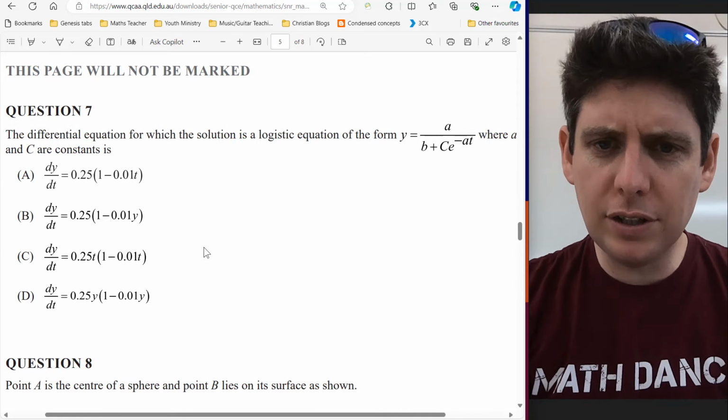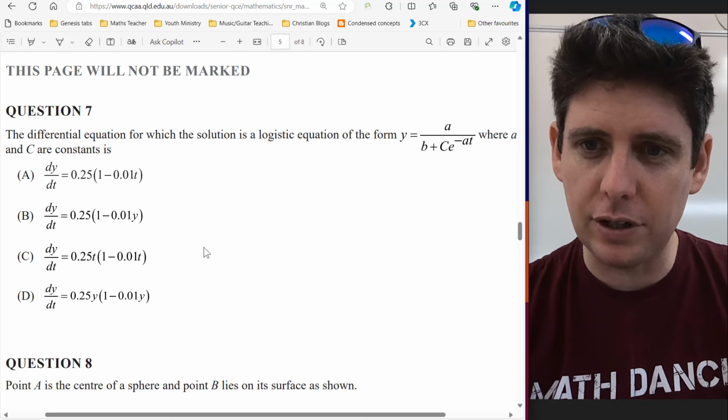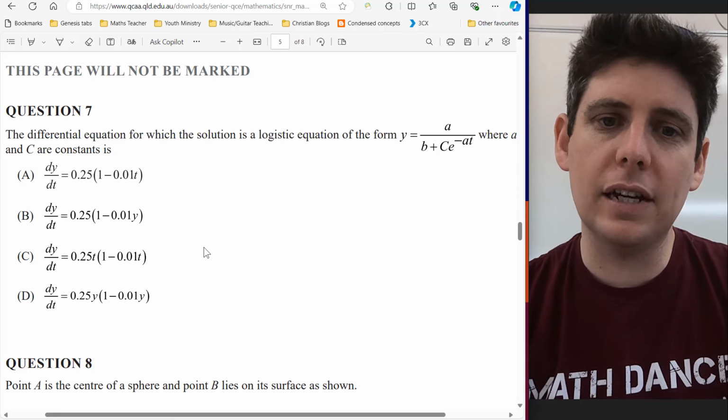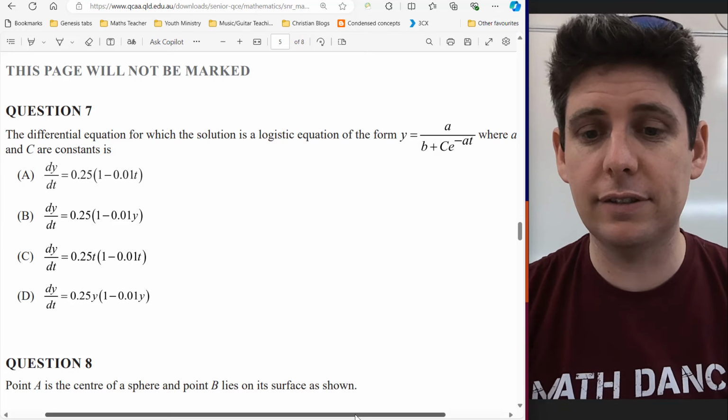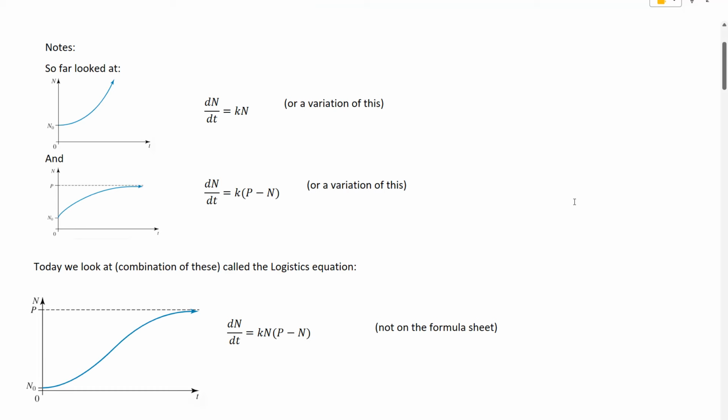The differential equation for which the solution is a logistic equation of the form this, where A and C are constants. All right, so hopefully you know your logistic equations. These are the different types of equations you looked at when you're looking at population or mass decay, things like that, where there's a change in something over time. So you can see the bottom one is the logistic equation. That's what makes it unique. And so the logistic equation has the variable up the top of the differential equation twice.